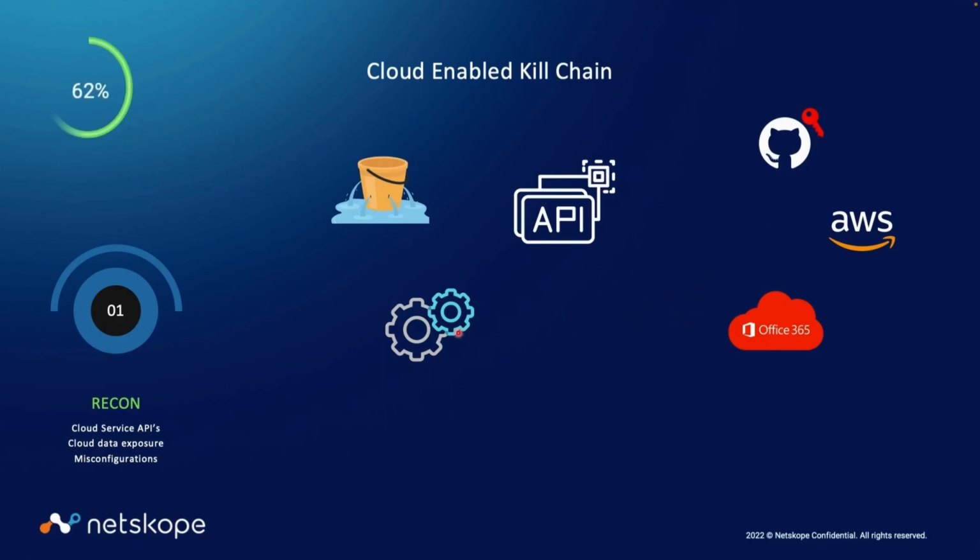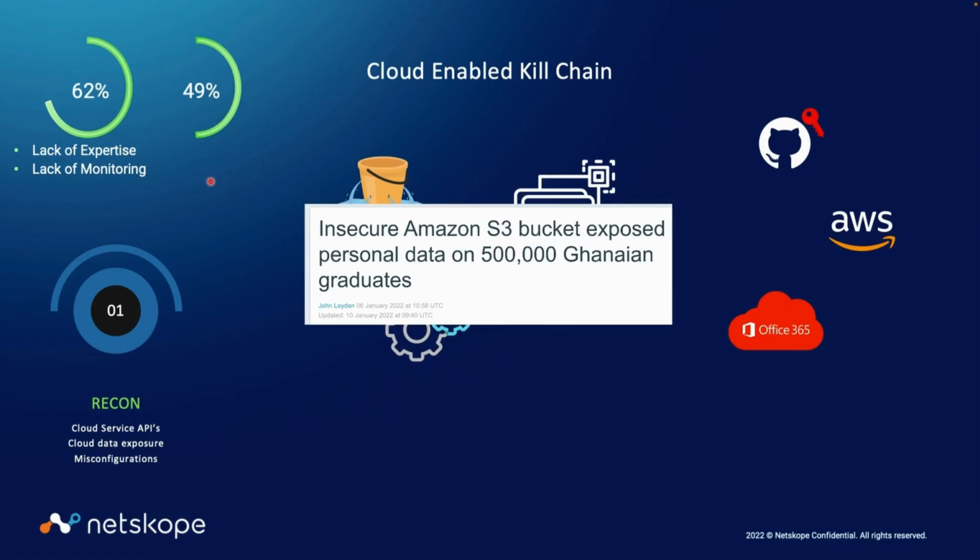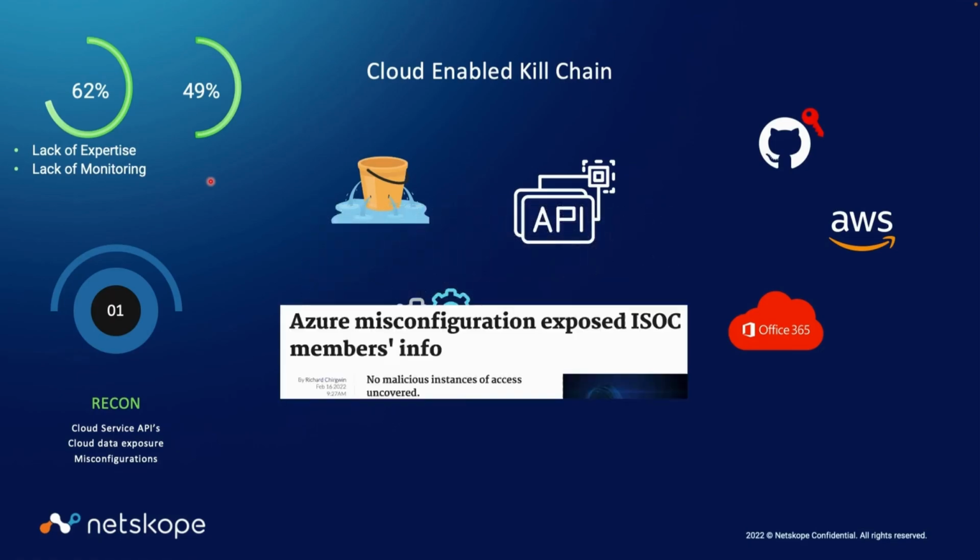Now, according to the Cloud Security Alliance, the two main reasons for cloud misconfigurations are the lack of knowledge and expertise in applying best practices, and also the lack of security visibility and monitoring into the cloud environments. This is why 1 in 6 companies experience a misconfiguration-related security breach or incident.